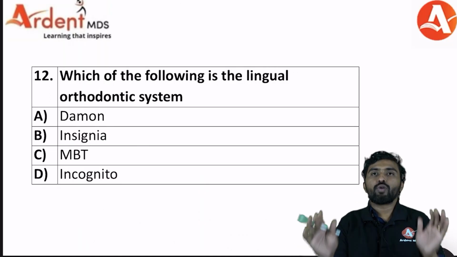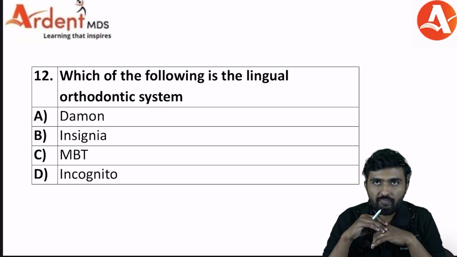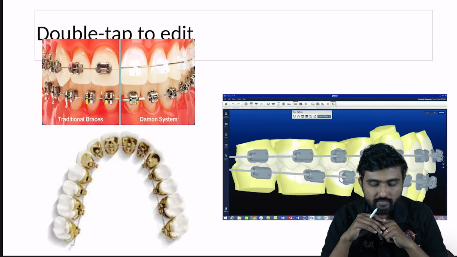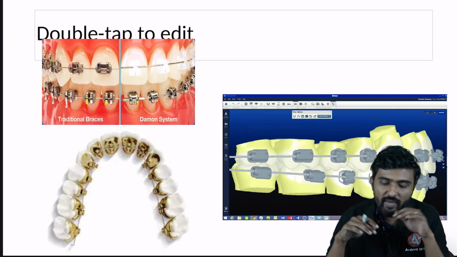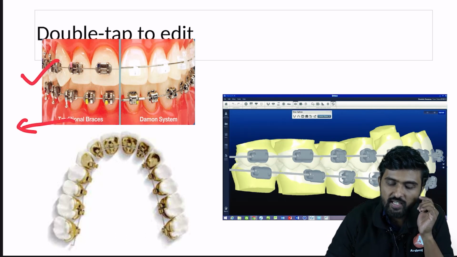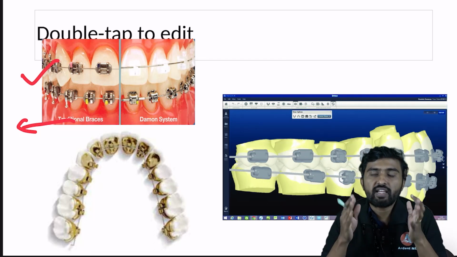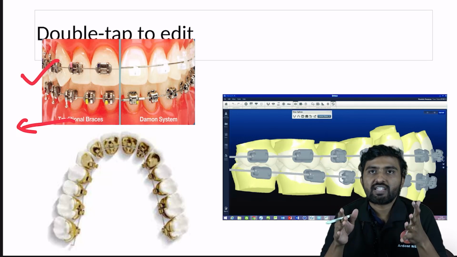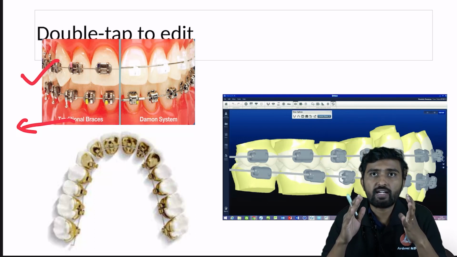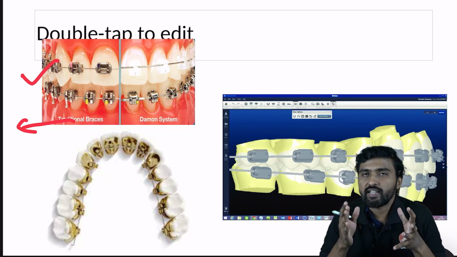Now question number 12. Which of the following is the lingual orthodontic system? This is a bouncer question that happened in this NEET exam. So let us look into it. Please focus on the image. The first image, on the left side, is nothing but traditional braces. Contemporarily, the traditional braces is the MBT system. MBT stands for McLaughlin, Bennett and Trevisi. They have given the current contemporary edgewise, the pre-adjusted edgewise system.